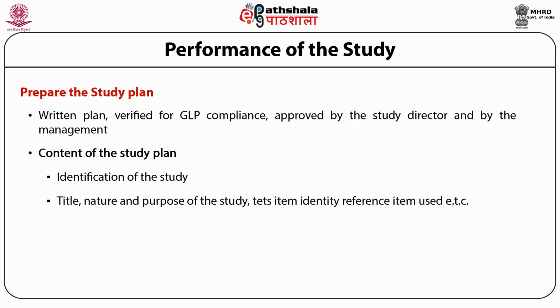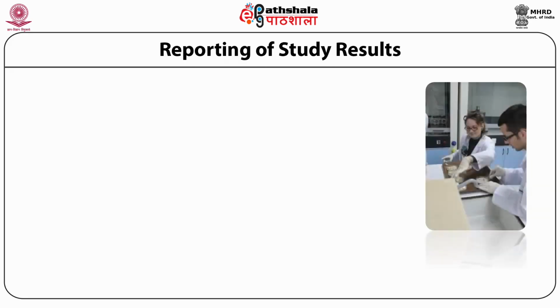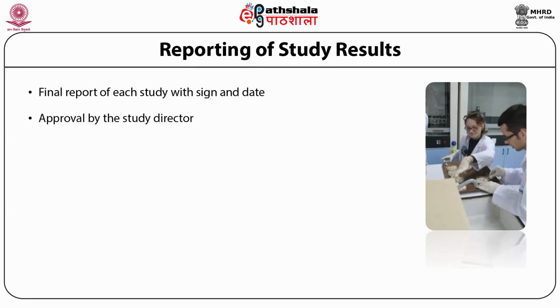It also includes records. For example, name and address of the sponsor, test facility, study director. It also has dates, which is the approval date of the study plan, estimated starting and completion date. It should also include references to the test methods. The reporting of study results includes the final report of each study with sign and date, approval by the study director, information on sponsor and test facility.